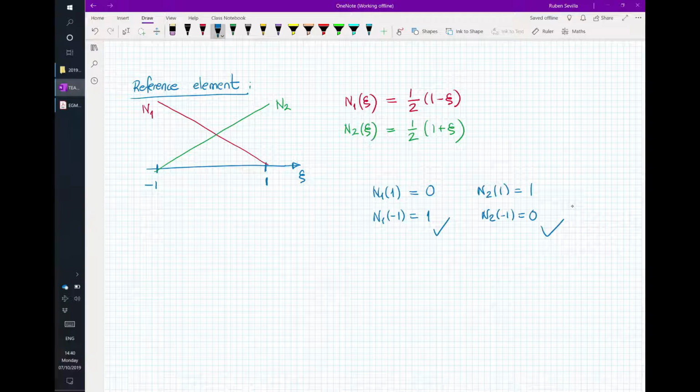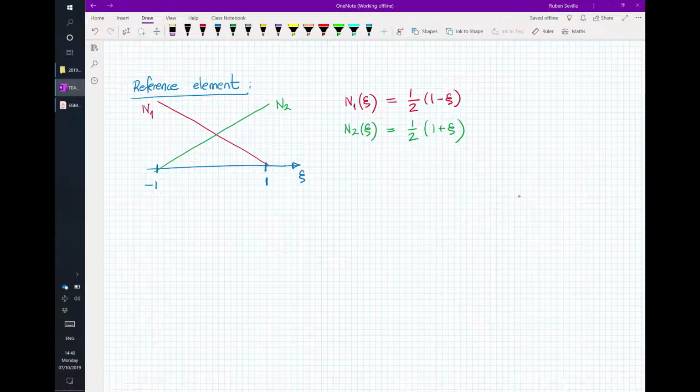Happy? Right, so that's all fine. And once we have the shape functions, we can obviously differentiate them. Remember that we compute derivatives simply because they appear in the stiffness. Okay? So this is minus 1/2, by the way, minus 1/2, and this one here is 1/2. Right? Okay.